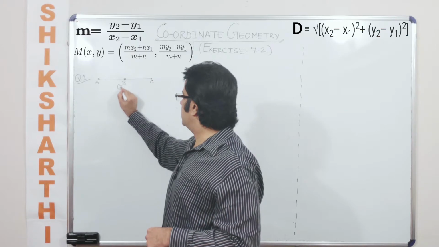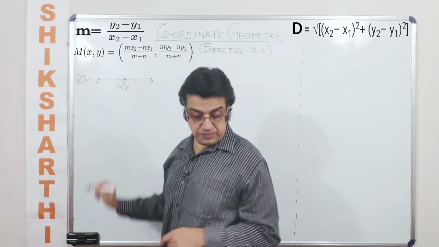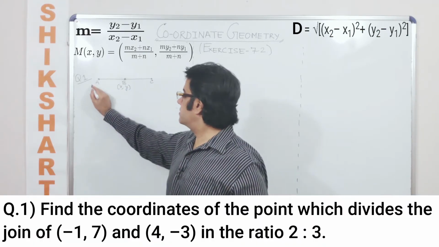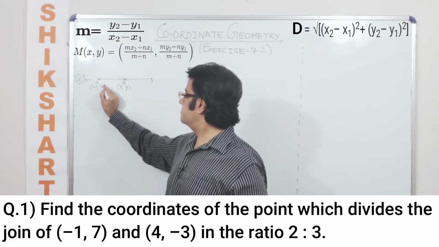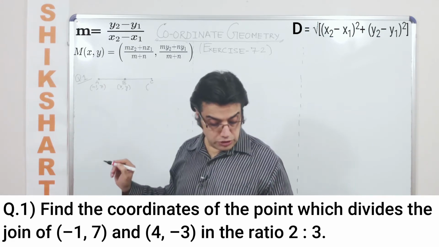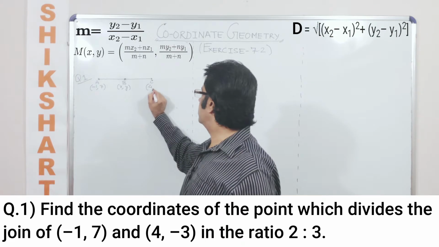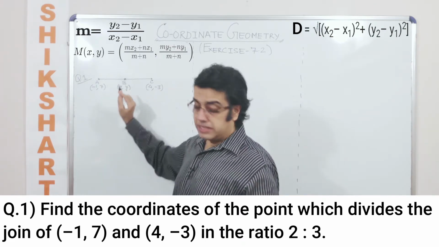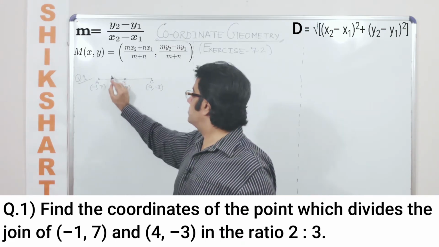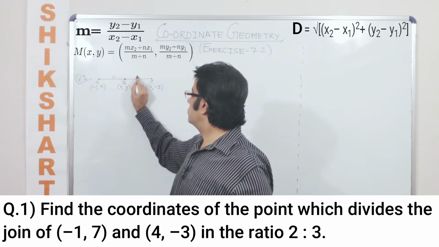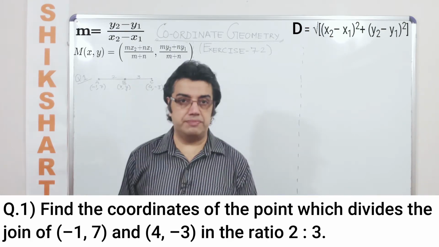So let's take this as x comma y, which is not given. A is given to you as -1, 7. C is given to you as 4, -3. And then they have given you this ratio. The ratio means they have given you AB is to BC is 2:3.